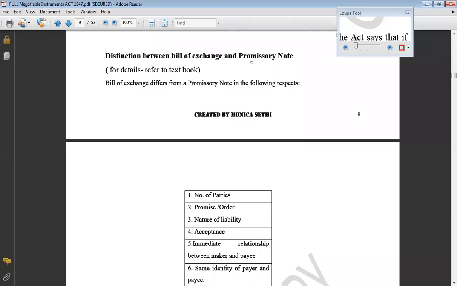Hello class. So let us proceed further with the remaining part of chapter 2, types of negotiable instruments. Yesterday we finished with the bills of exchange, its meaning, the parties and essentials, and also the same particulars for the promissory note. Now let us discuss the differentiating points between these two one by one.